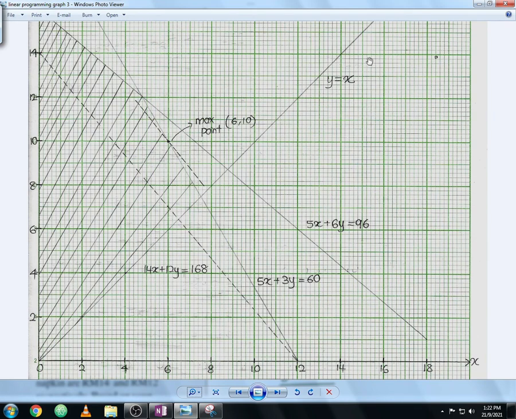In this case, you may be wondering why there is suddenly a dotted line over here. It has the straight line equation 14x plus 12y equals 168, and you have the maximum point of coordinates (6, 10).